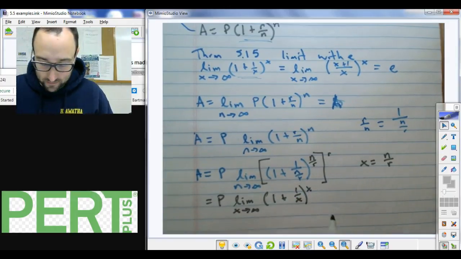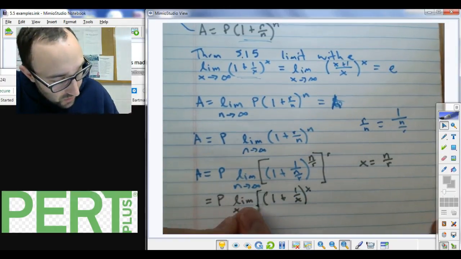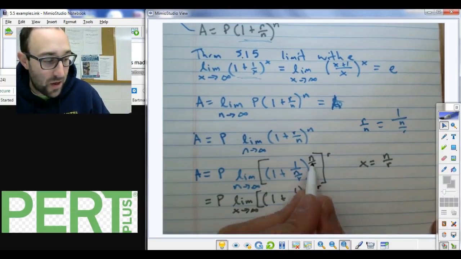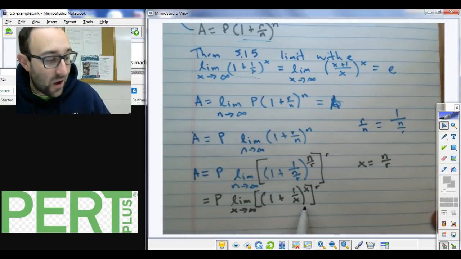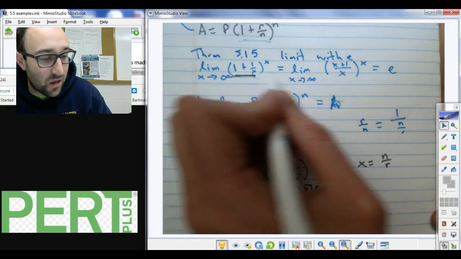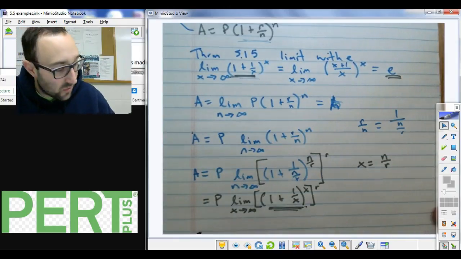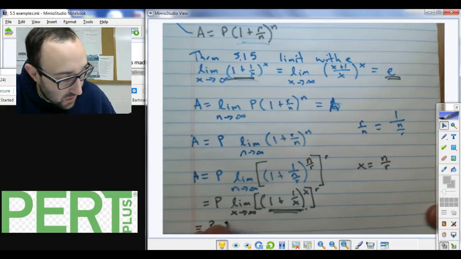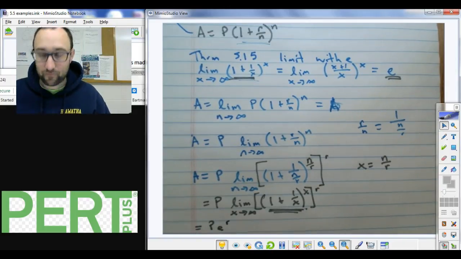to the x, and we're going to say that to the r, right? This r stays the same. N over r is just being replaced with x. And now I look at this and I say, well, I know what this thing is. It's right here. It equals e. So I can say this is going to be the same as p times e to the r.